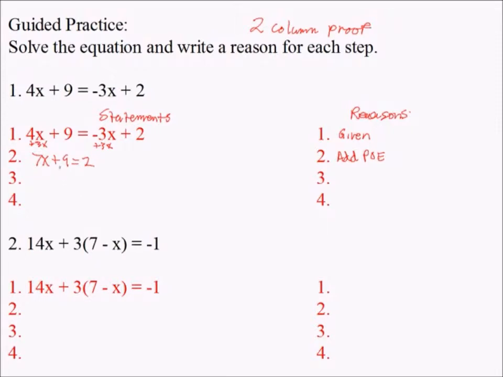Again, we're solving. So we're going to put a little mini negative 9 here and negative 9 here. So the third step is going to be 7x equals negative 7. So what did I do? I had to subtract 9 on both sides. So this would be the subtraction. I would put sub, but I have to put subtract, POE, because I had to subtract on both sides. And then finally, if I divide both sides by 7, x is going to be equal to negative 1. And that's because of the divide property of equality, division property of equality.